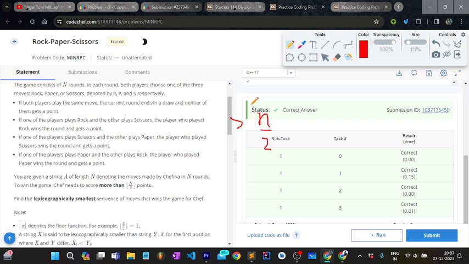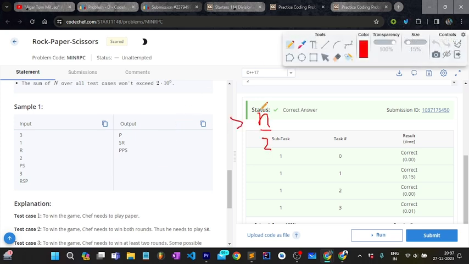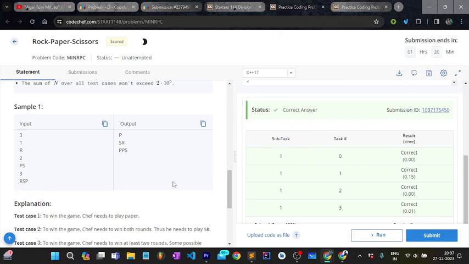So we have to find a string of moves for the chef such that the score calculated based on the moves of Shefina and the moves of chef that we have to find should be strictly greater than n by 2. You have to find such a string that satisfies this condition, that the score of chef is going to be strictly greater than n by 2. And if there are multiple answers possible, then we have to find the lexicographically smallest one possible. Fine. So this is all about the problem statement, and let's see how we can solve this.